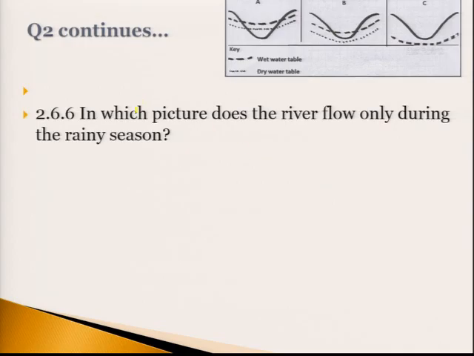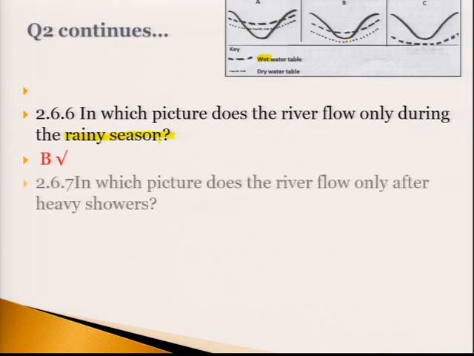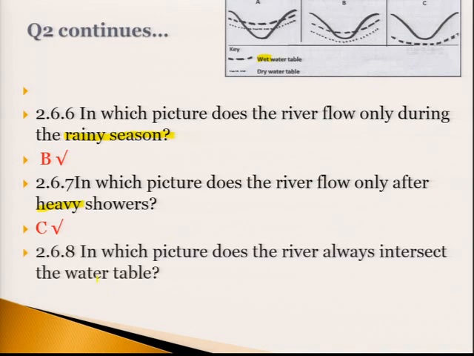Question 2.6.6. In which picture does the river flow only during rainy seasons? Then we say river B flows only during wet periods, when the water tables are wet during rainy seasons. In which picture does the river flow only after heavy rainfall? This river will only collect water when it rains heavily, then it will start to flow. C will be correct.